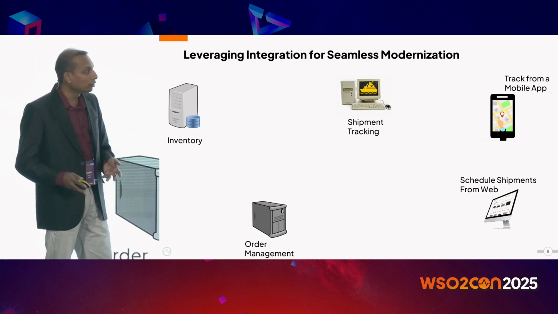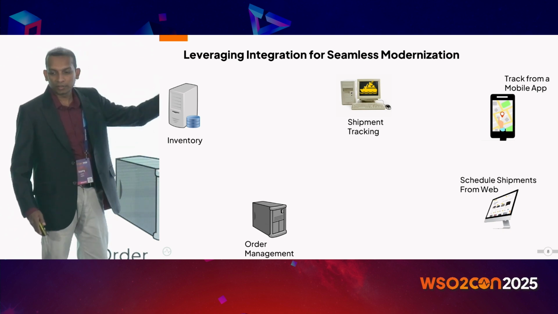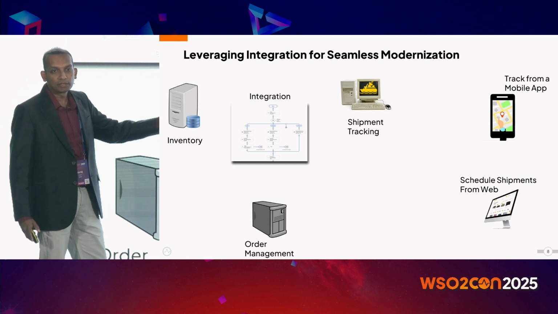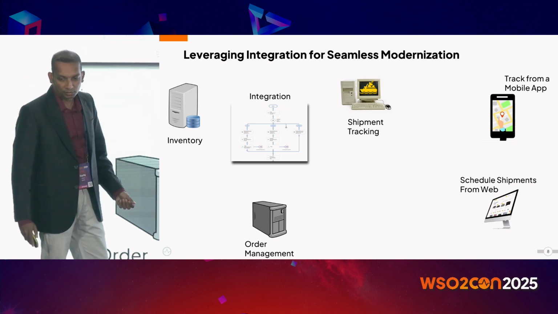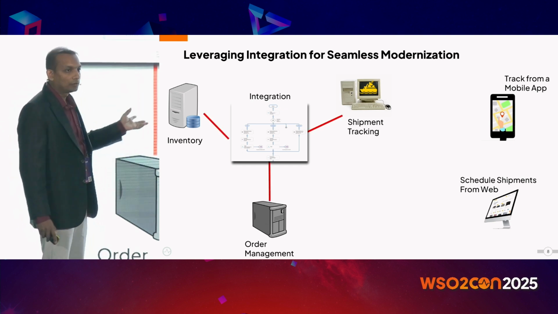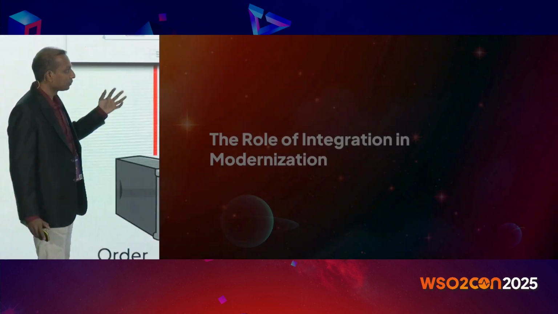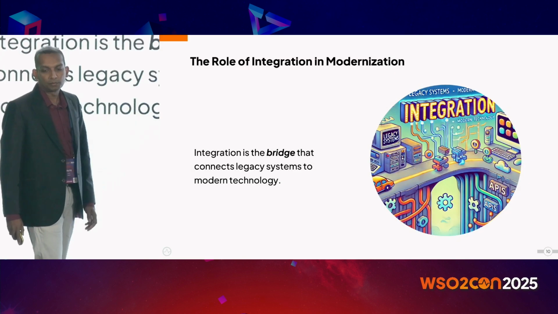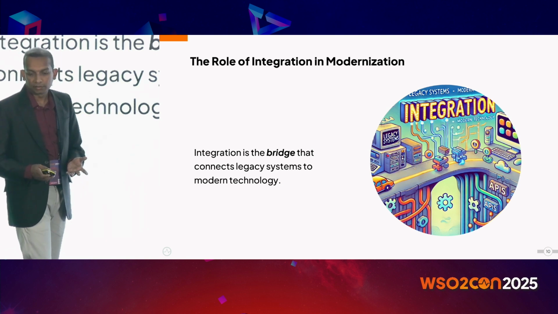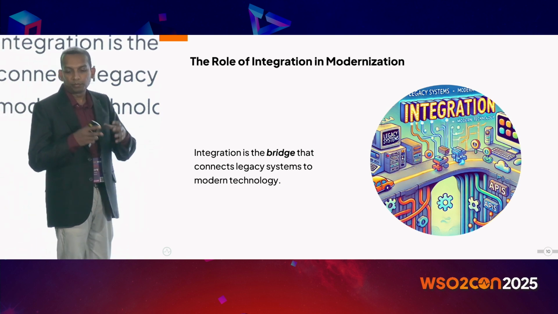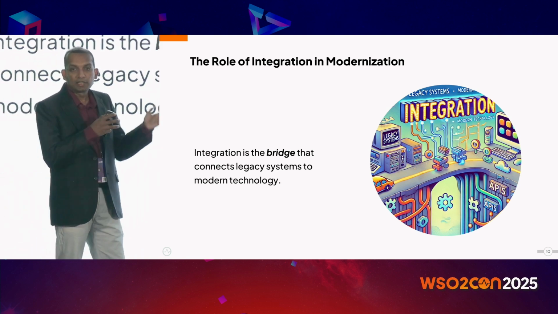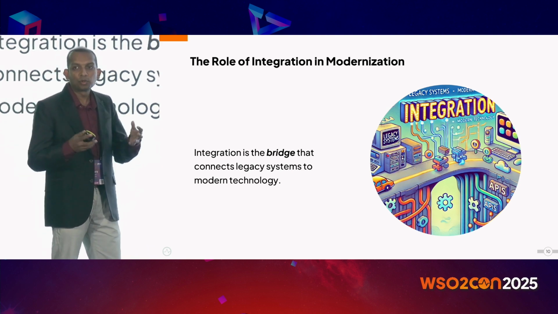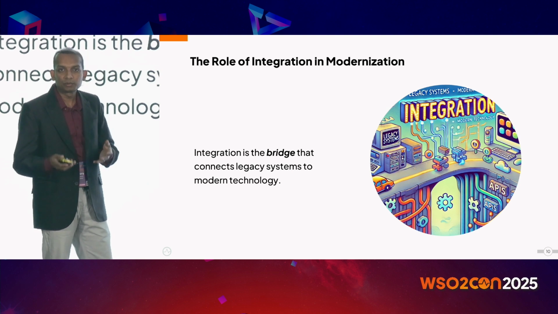Even though we can't get rid of it, we still need to offer these new capabilities. So how can we do that? That's the place where integration helps us. Let's see how we do that. Let me now explain the role of integration in modernization. Integration is the bridge that connects legacy systems to modern technology. Integration allows both the new and the old systems to work together.